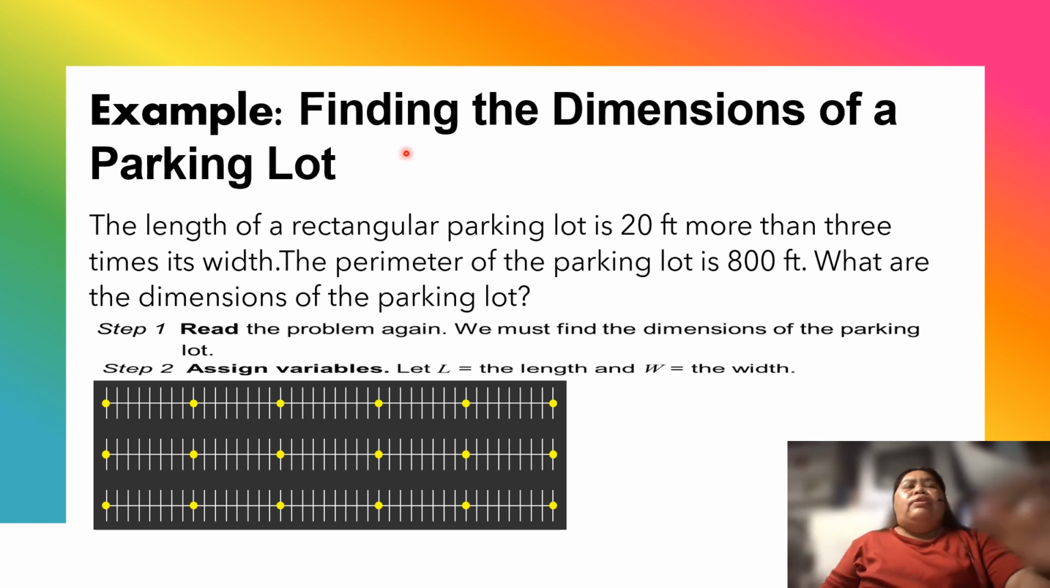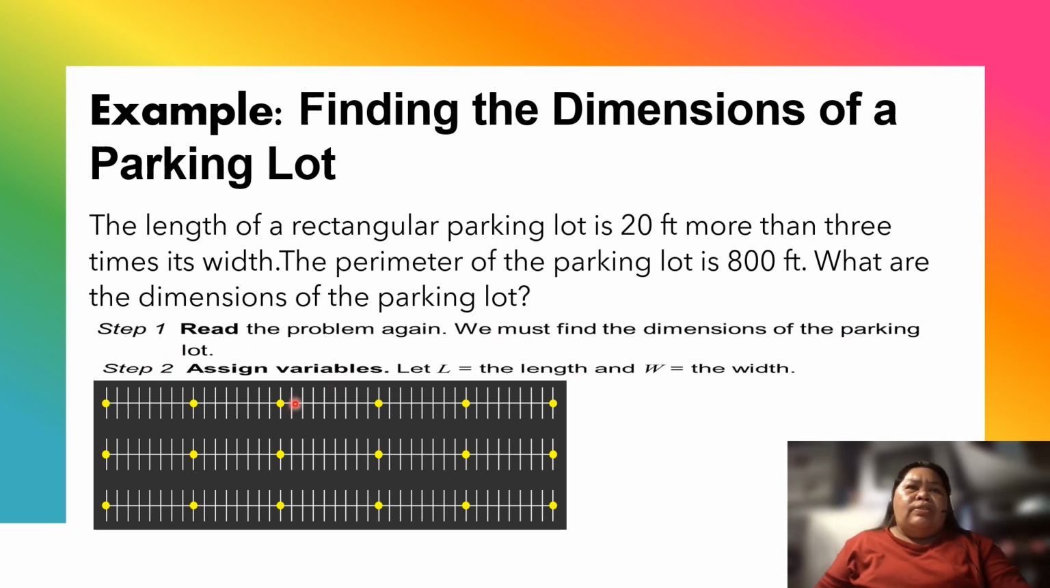Okay, so here is an example. Finding the dimensions of a parking lot. The length of a rectangular parking lot is 20 feet more than 3 times its width. The perimeter of the parking lot is 800 feet. What are the dimensions of the parking lot? So first, read the problem again. We must find the dimensions of the parking lot.